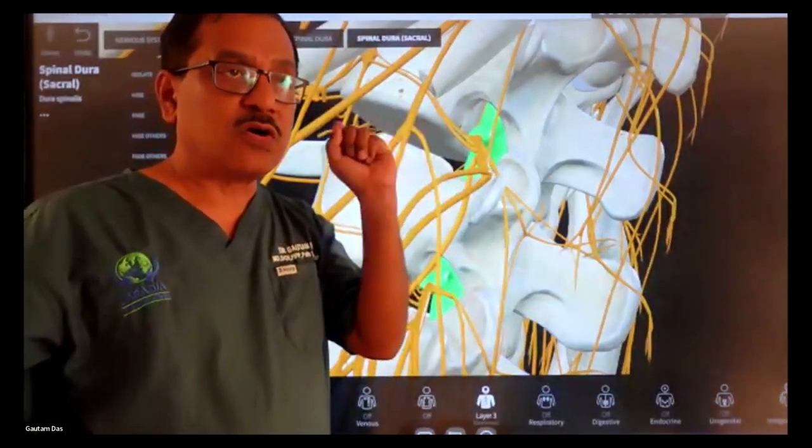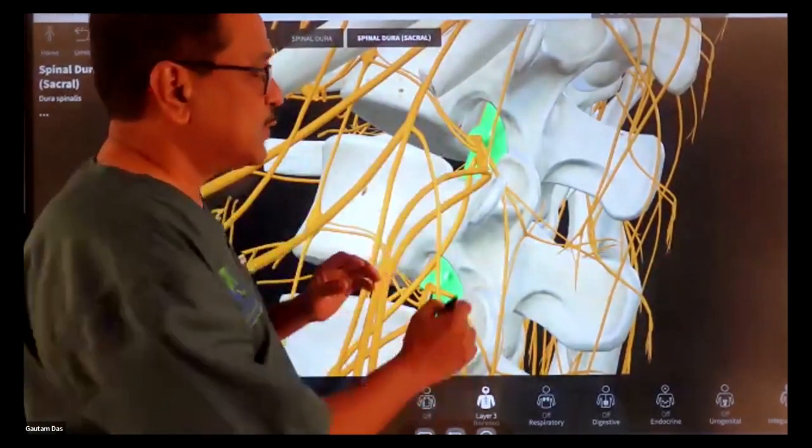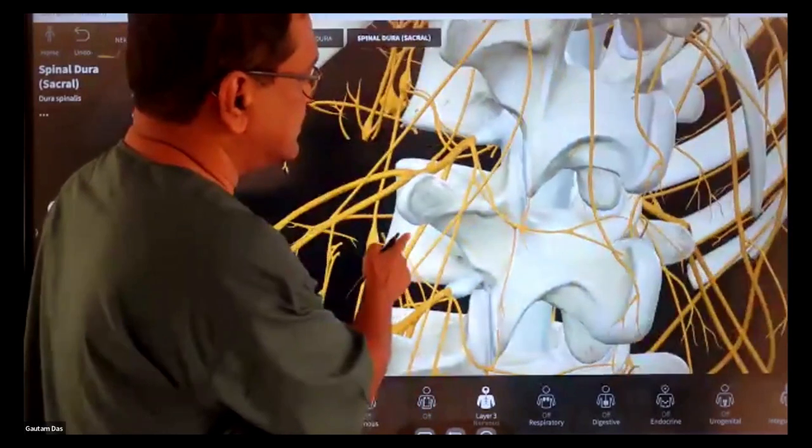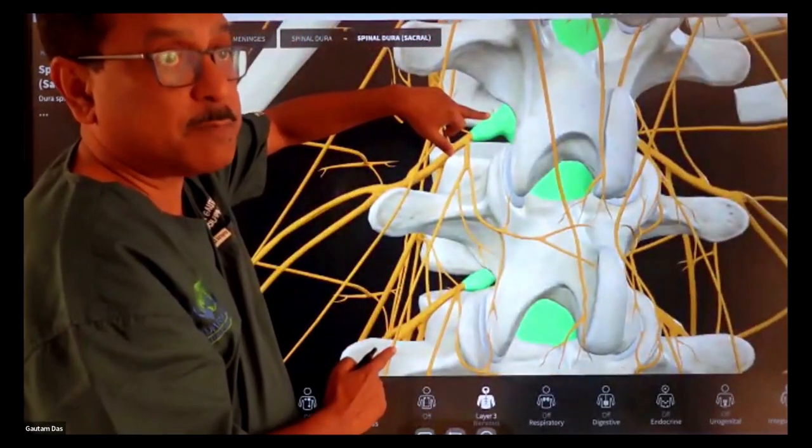Upper part is called the safe triangle approach, though it is not safe. Why? Because if we are doing it like this, you see the upper part of the foramen, the nerve root is there in the upper part of the foramen.